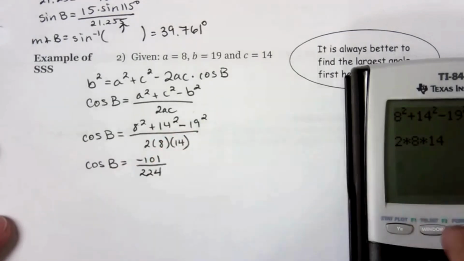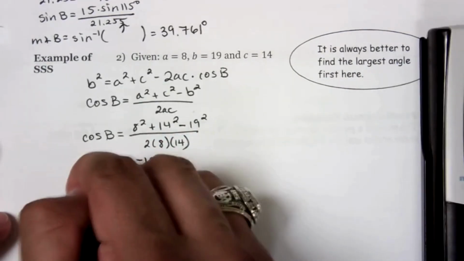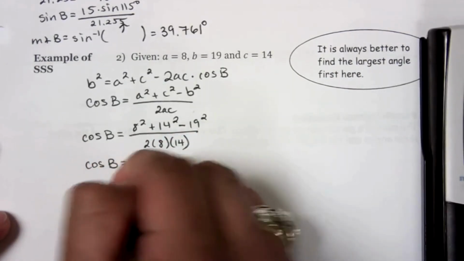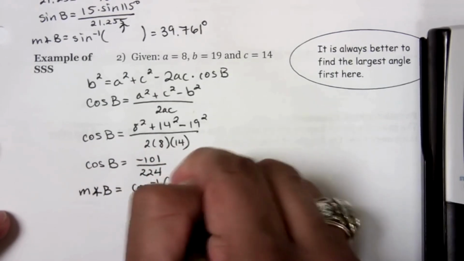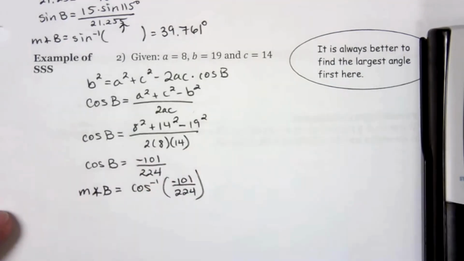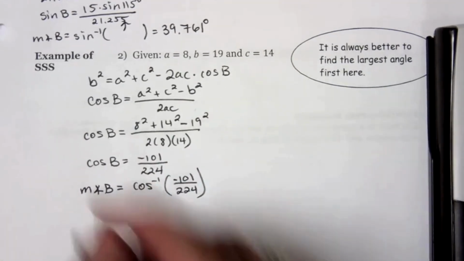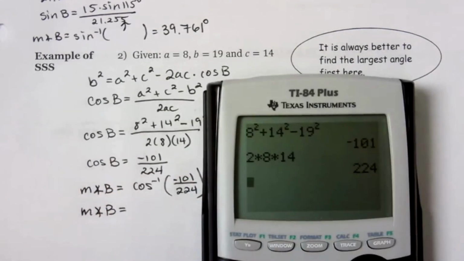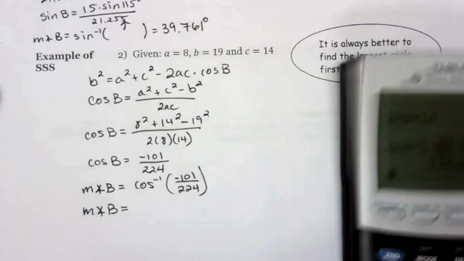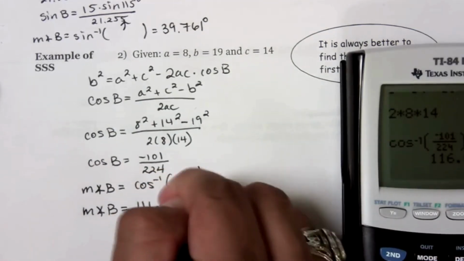So here I need to find an angle measure. Anytime you're finding an angle measure, you have to use cosine inverse. And I'm going to leave that as a fraction. So when I do that in the calculator, cosine inverse, you can use a fancy fraction if you want to, negative 101 over 224, and we get 116.801 degrees.